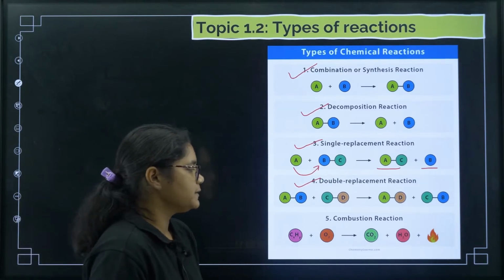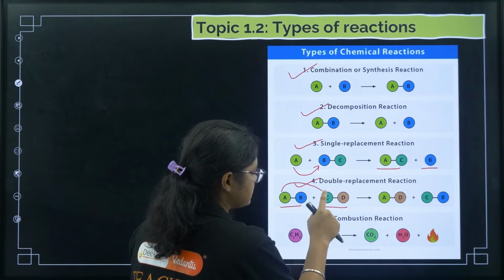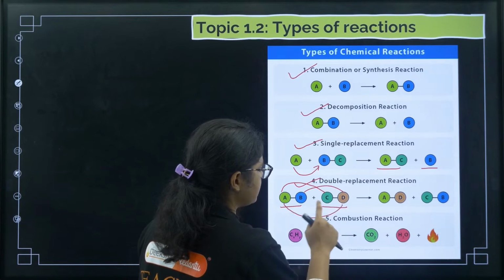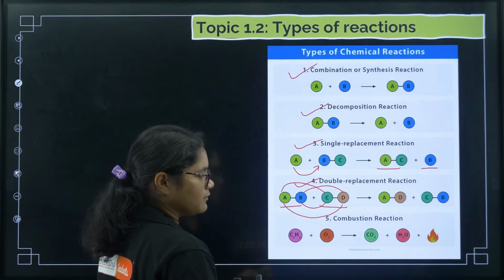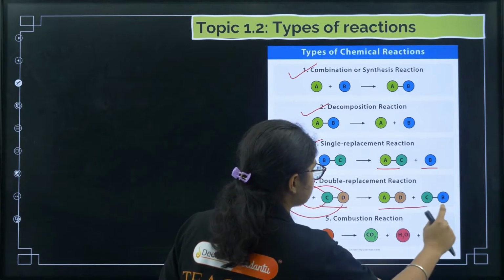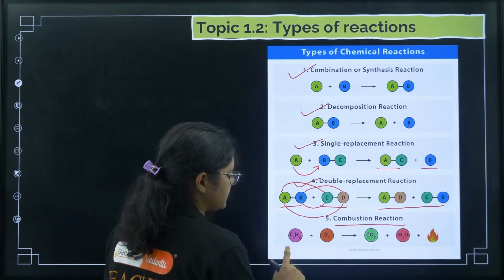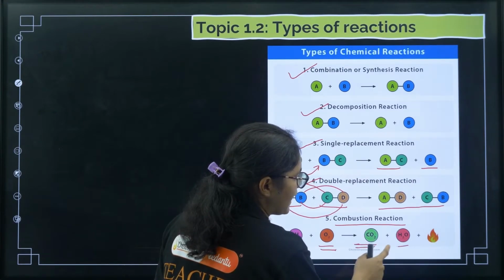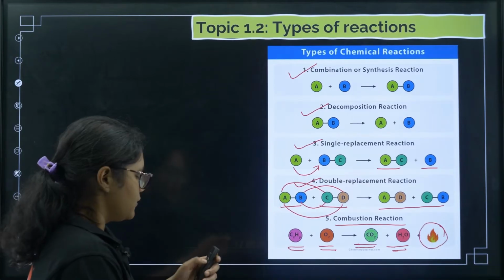Now coming to double displacement reactions, we have AB, we have CD. So A combines with C, B combines with D, or you can say any other, A combines with D, B combines with C. So one atom from here and one atom from here will combine, that is called your double displacement reaction. Next, combustion reaction. Combustion reaction is any compound reacting with oxygen to give you carbon dioxide and water, and a lot of heat is generated.